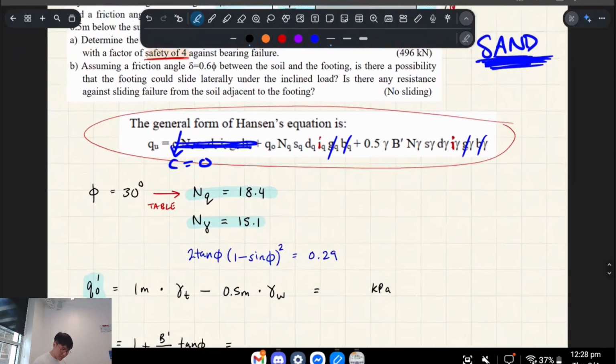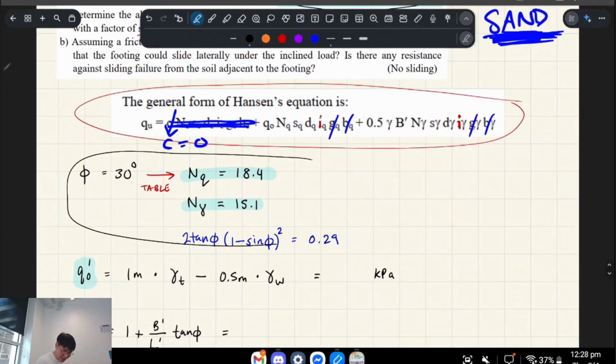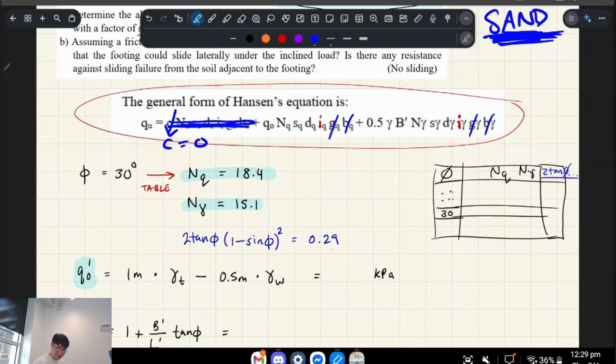Okay, so what we're gonna do is, I don't really need to show you the table again, right? Because this table, remember that table? It has your friction angle, and it tells you all these different angles it comes from. And then where it says 30, you read across and you find NQ and you find N gamma. And then there's also this other one for 2 tan angle, etc. Okay, so that's where you get these numbers from. So 1, 2, 3, 1, 2, 3.